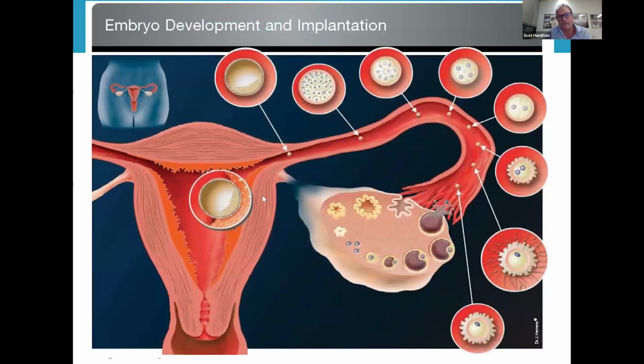So if we look at the normal pregnancy in human, you have the middle of the menstrual cycle. There's an egg that gets released. The egg is released to the fallopian tube. Sperm get in through the vagina, cervix, and uterus through the fallopian tube. They fertilize it in the tube.